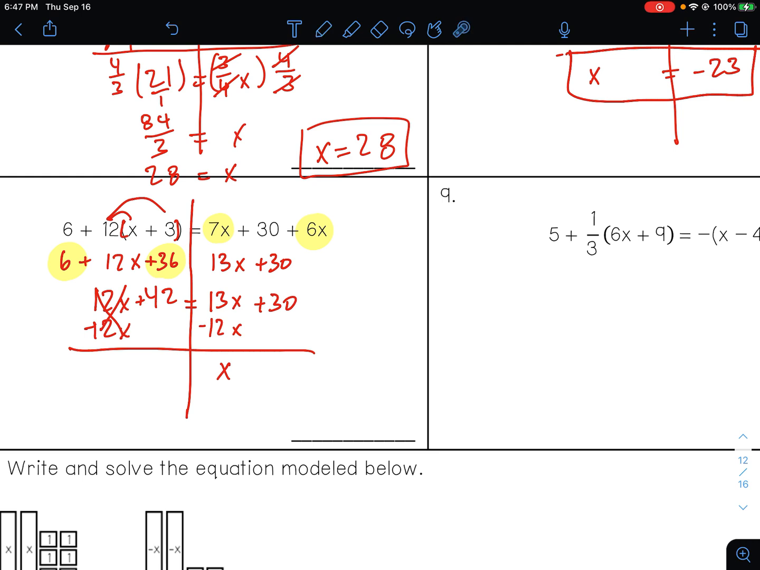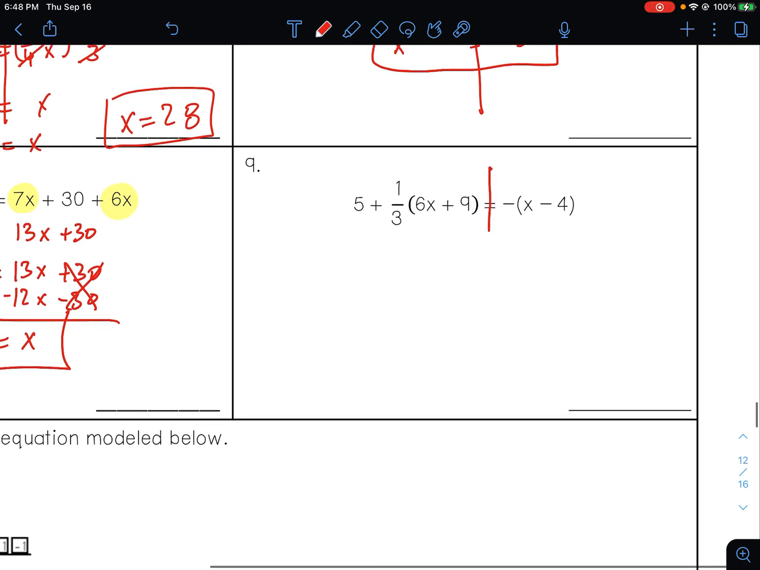Now, I have my x terms on the right. We should get rid of our constants on the right side as well. Get rid of the plus 30 by doing subtract 30. Subtract 30 over here, and that gets us 12. So x equals 12. Hooray.